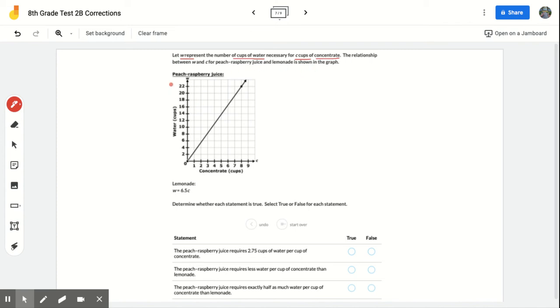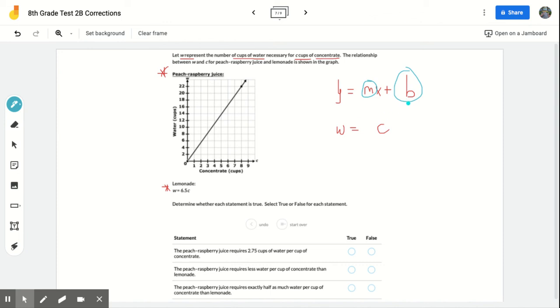So the juice for the peach raspberry is here. The equation for the lemonade is here. This looks pretty similar to our second question. All right, so what we can do, if you want to, we could write an equation for the peach raspberry based on the graph. Remember, all of your lines should be y equals mx plus b. In this case, they're using the letters W for the y and C for the cups. And we need to figure out what is the slope and what's the y-intercept for the peach raspberry.